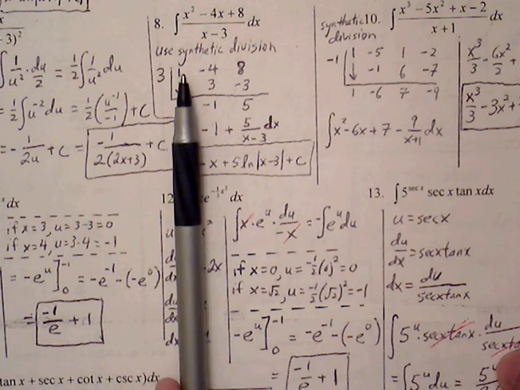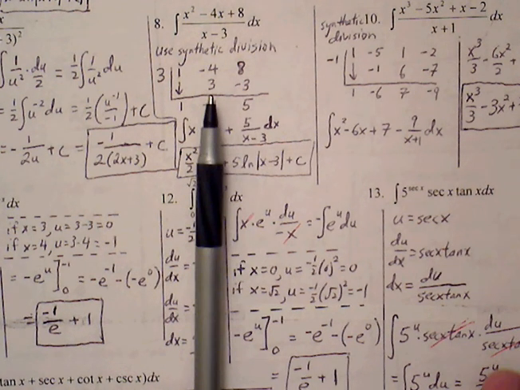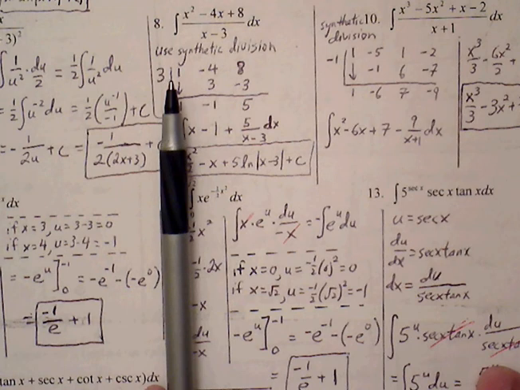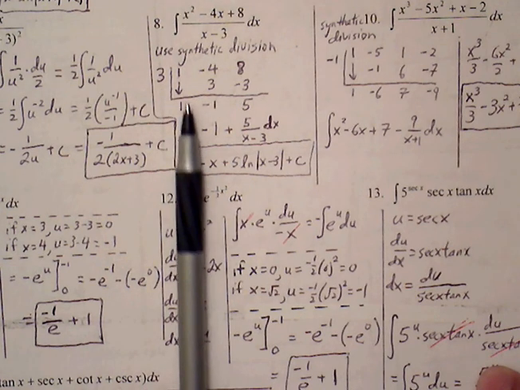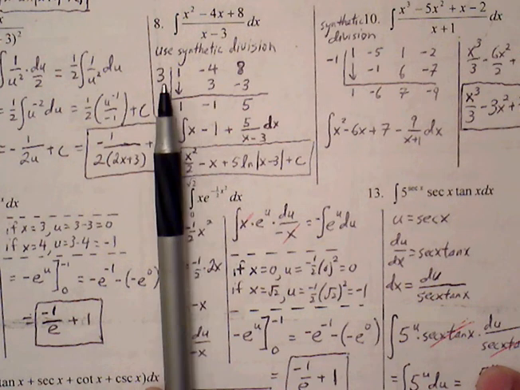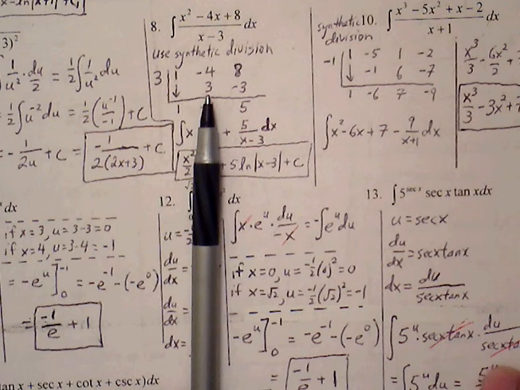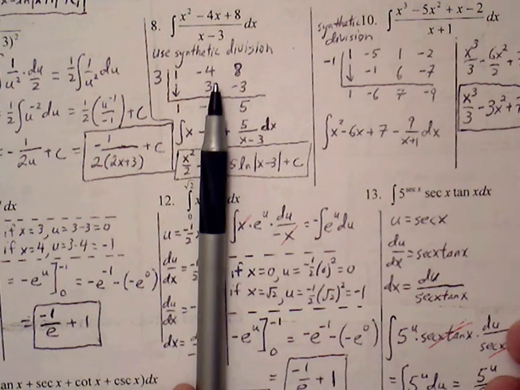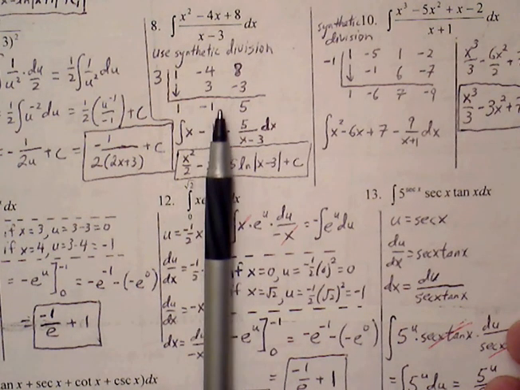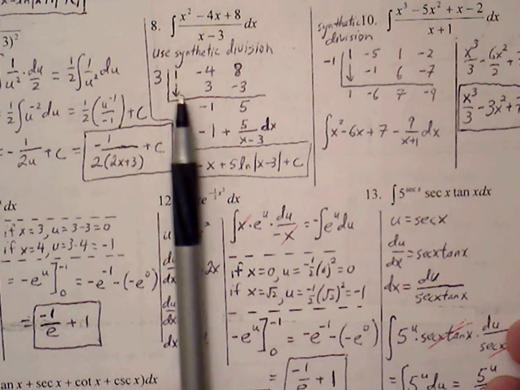So now we go through and find the quotient. We always bring the first term down, which is in this case 1. Now we take the 1, multiply it with this 3 on the outside. So 3 times 1 is 3. We combine it with the value above it. So -4 plus 3 is -1. Multiply it again with our value here. So 3 times -1 is -3. 8 minus 3 is 5.